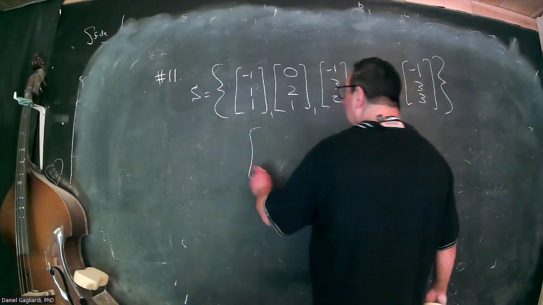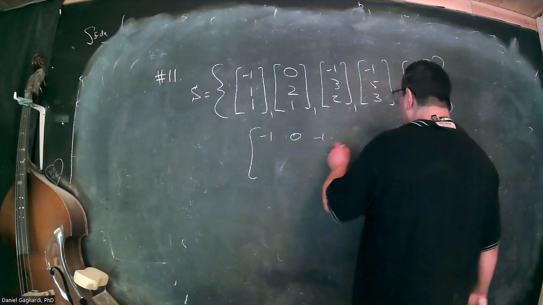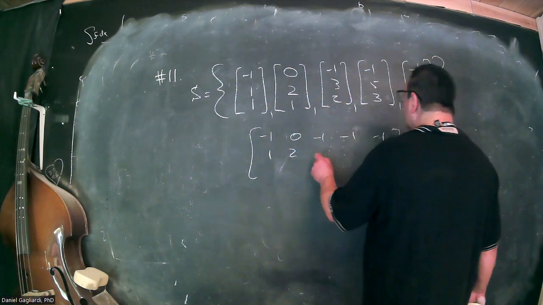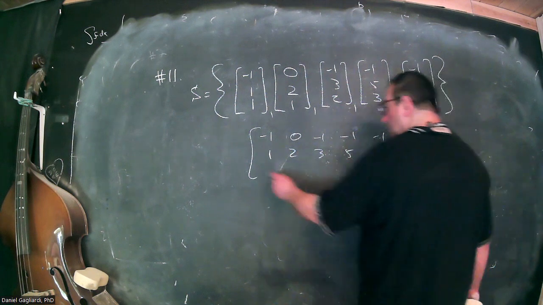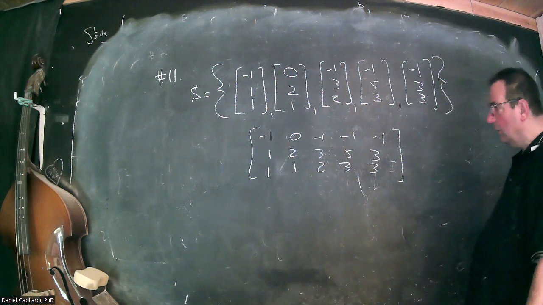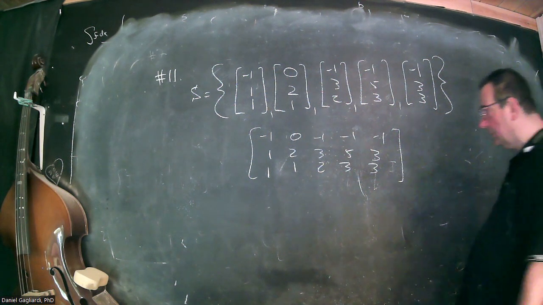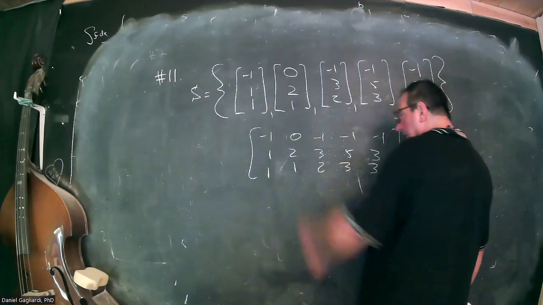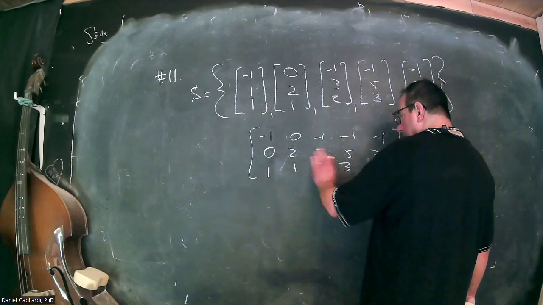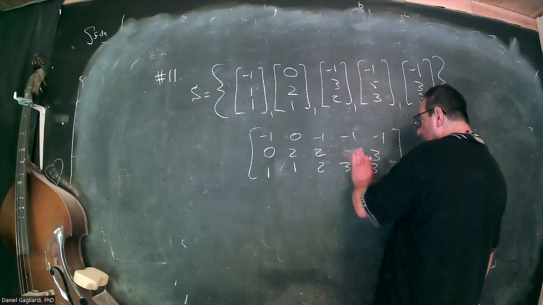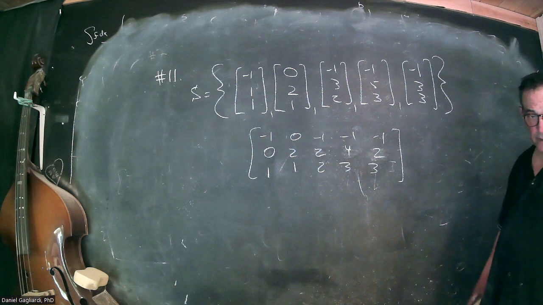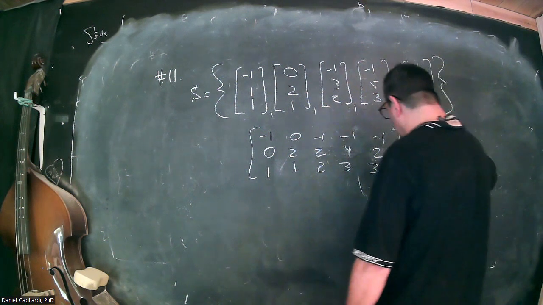So let's create a matrix out of this. So negative 1, 0, negative 1, negative 1, negative 1. All right? And we're going to row reduce this. 1, 2, 3, 5, 3. 1, 1, 2, 3, 3. Okay. Well, row reducing this matrix, I'll try to do this accurately. We take row 1 added to row 2. That gives me a 0 here, a 2 here, a 2 here, a 4 here, and a 2 here. Okay, fine. How about we divide row 2 by 2? Okay, so that gives us 1, 1, 2, 1.